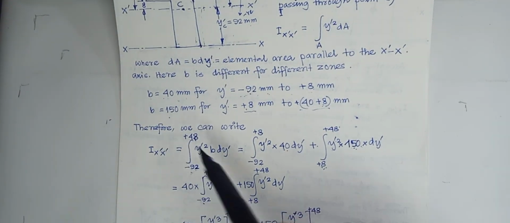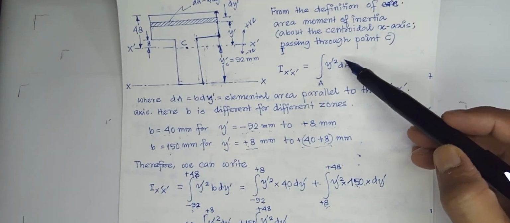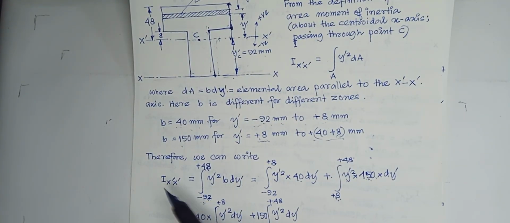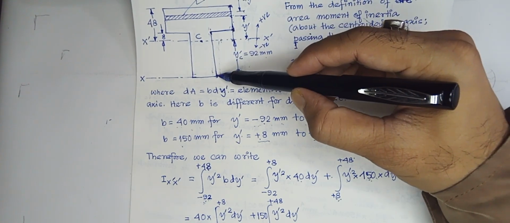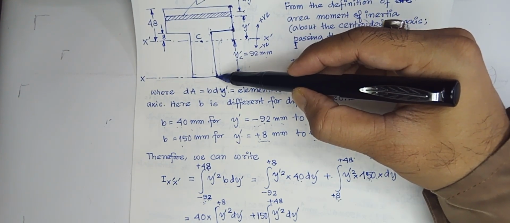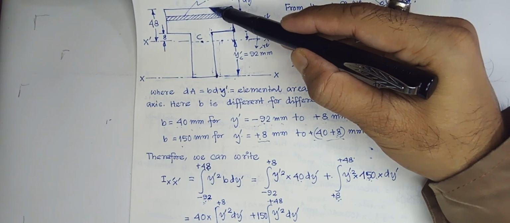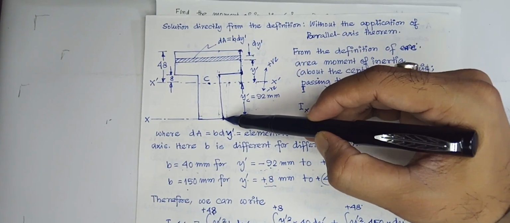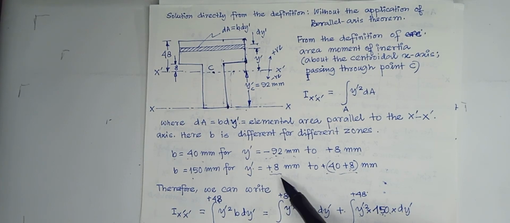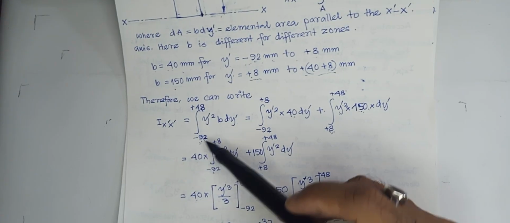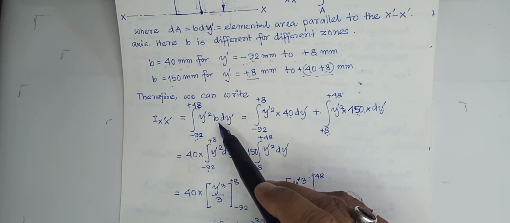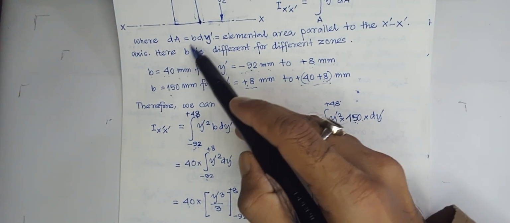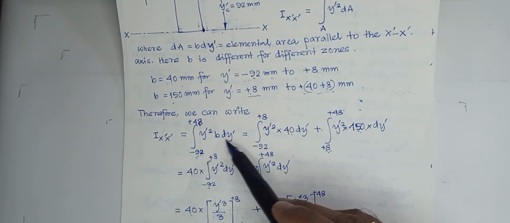Next what? Therefore we can write, now we will just split this. So I x prime is the integral from minus 92 to plus 48. That means the entire zone I take first. So this is minus 92, that means the y distance is minus 92 from this and plus 48 here. So minus 92 to plus 48, it is written here for the entire zone, y prime square into dA. dA is equal to b dy, so I have written y prime square b dy.